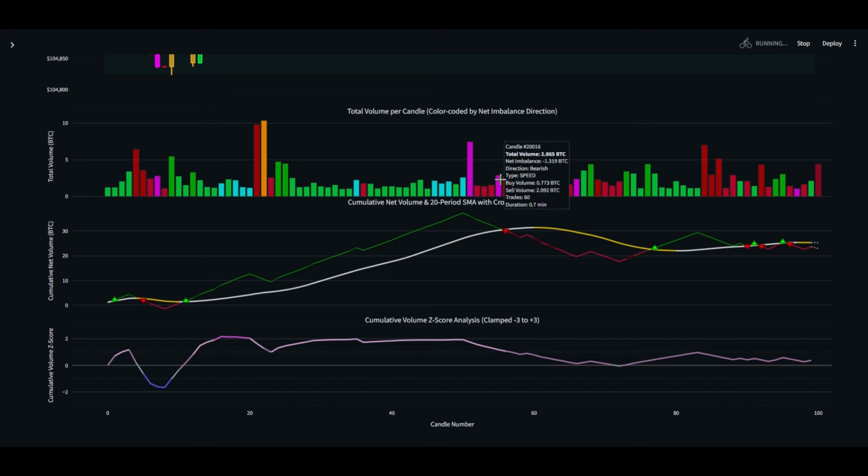The bottom panel shows volume z-scores, measuring how unusual current volume activity is compared to recent history. Areas reaching the upper and lower boundaries indicate extreme volume events, either institutional accumulation or distribution. The system automatically flags these extreme conviction events when they occur.